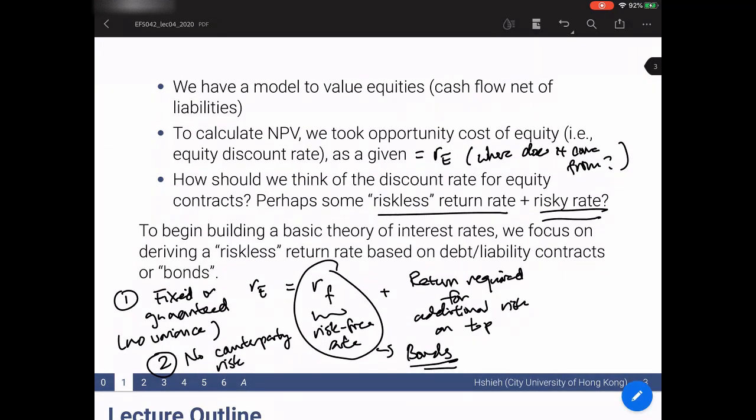Okay, so that's what we're going to study today. We're going to figure out where RF comes from. How do we come up with a term structure of RF for various horizons? And then we're going to talk about where they come from, namely from what type of securities and what type of institutions you should be paying attention to.